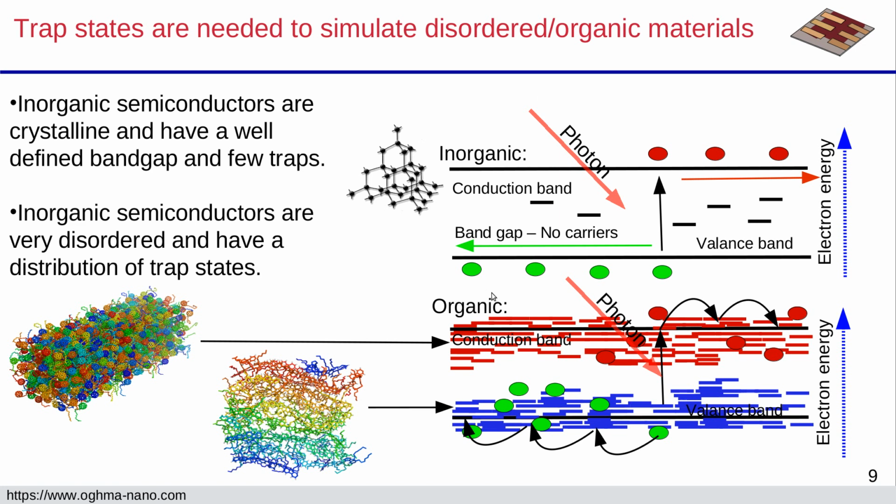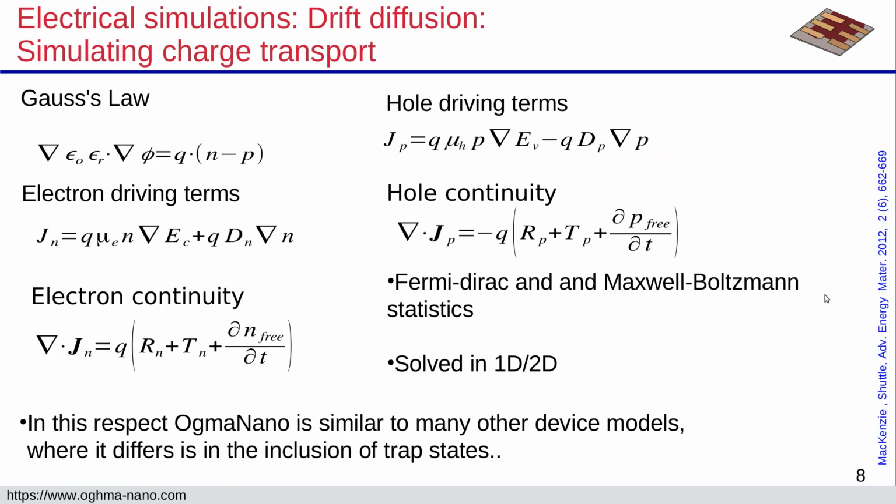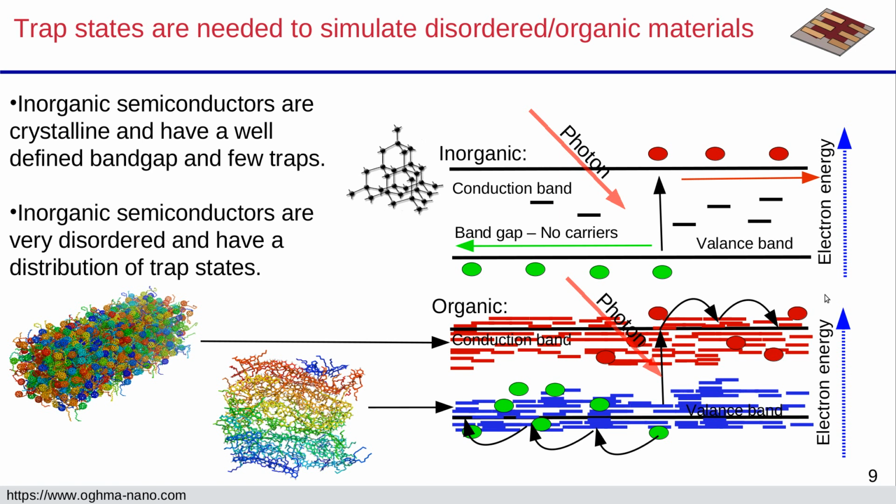So if you want to handle or simulate these disordered materials, you generally need a pretty good model that describes trap states in your device simulator. So you need something a bit more. I'm just going to go back one slide. You need something a bit more than these equations. In fact, quite a lot more.